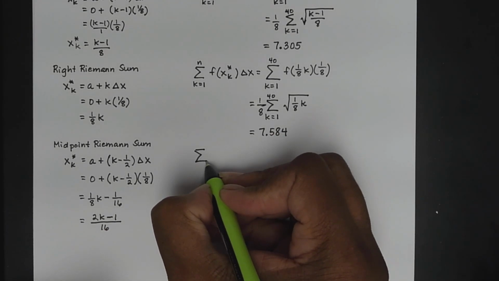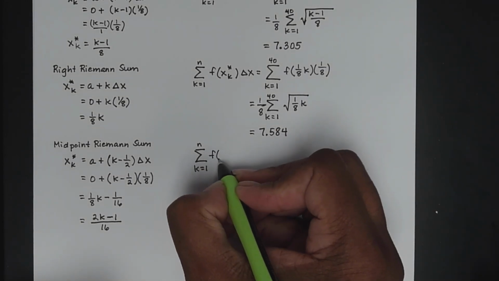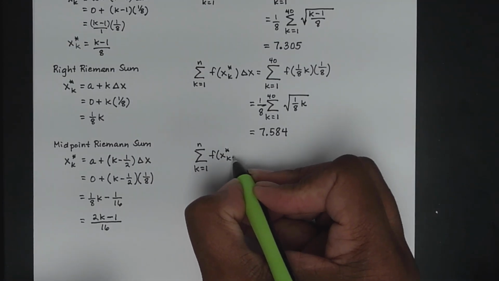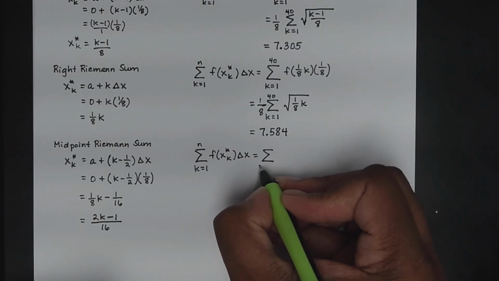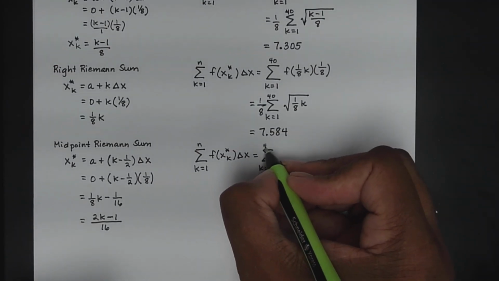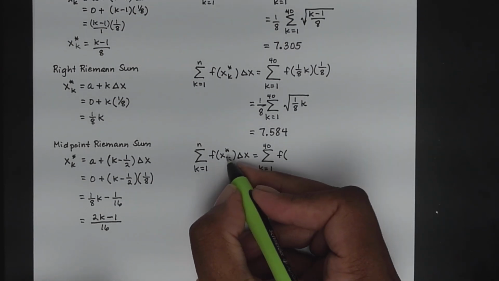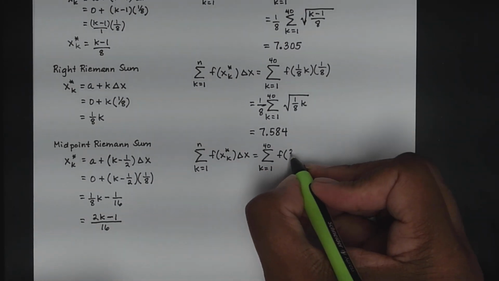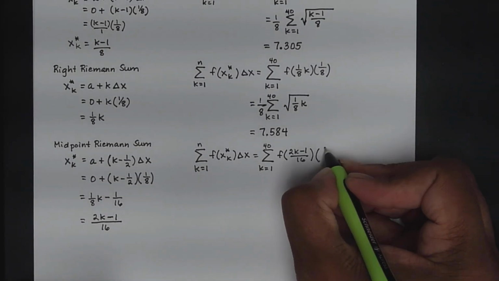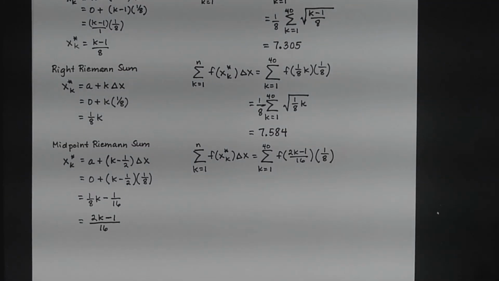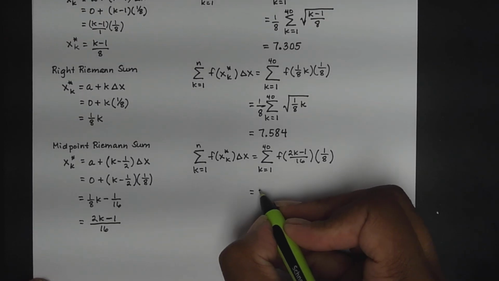So I'm still going to be using this notation, the summation for k equaling from 1 to n of f of x star sub k times delta x. And this will be the summation for k equal to 1 to n, which is 40, of, in this case, f of x star sub k. This time it is 2k minus 1 all over 16 times 1/8. That 1/8 is a constant, I'll pull that out in front.